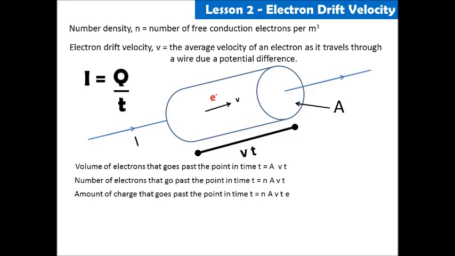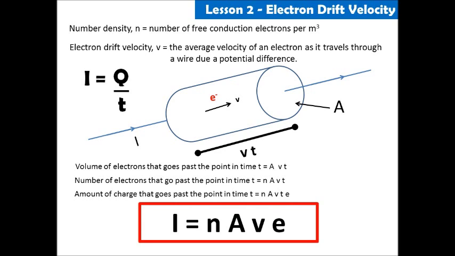multiplied by e. Now, don't forget, current is defined as the charge that goes past a point per second. So to work that out, we need to do charge, which is this bit here, divided by the time. Now, the time which has elapsed is just t. So if we divide all of this by t, the t cancels out and we're left with nAve. And that is our equation that links current to number density and electron drift velocity.